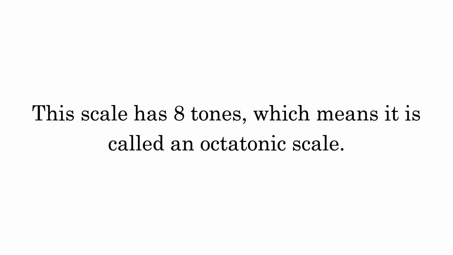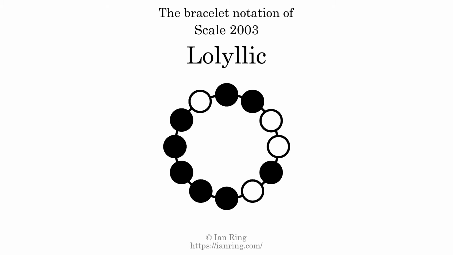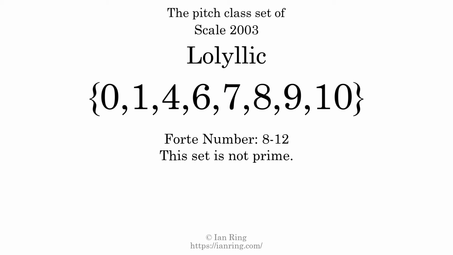This scale has 8 tones, which means it is called an octatonic scale. This is a bracelet notation diagram of Scale 2003. The shaded circles represent tones that appear in the scale, and they are read clockwise, starting at the top. The pitch class set for this scale is 0, 1, 4, 6, 7, 8, 9, 10.